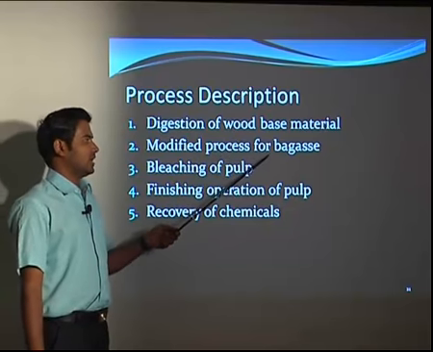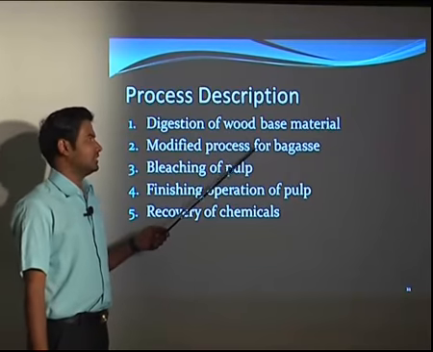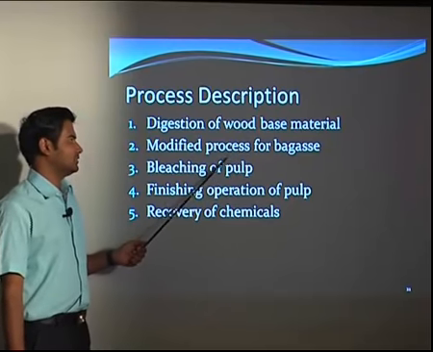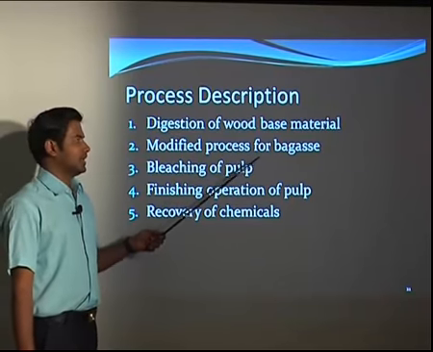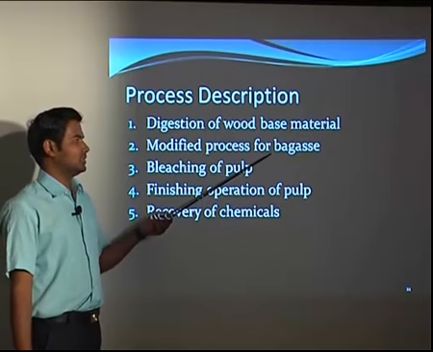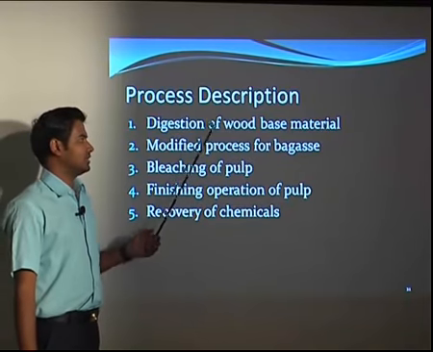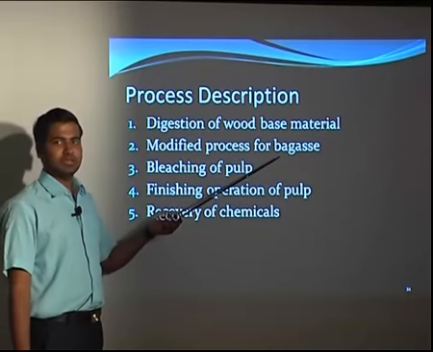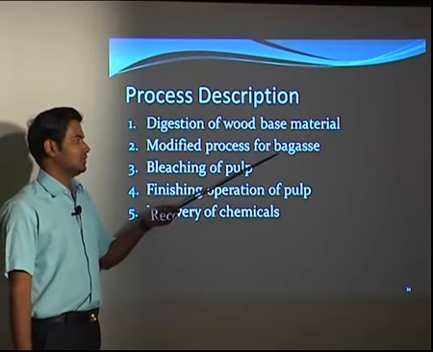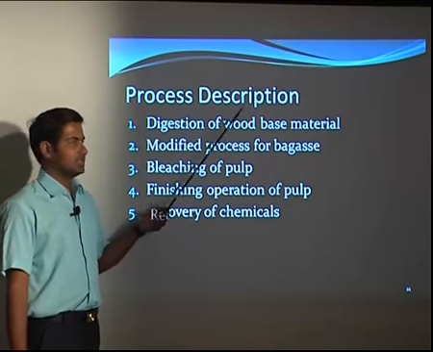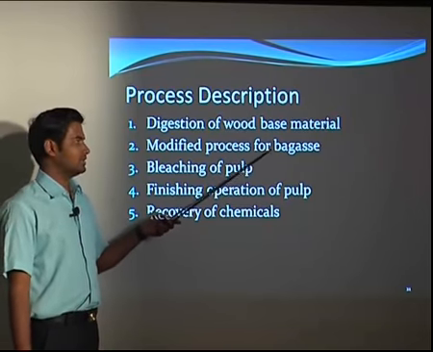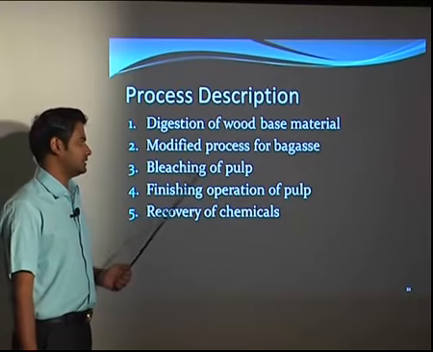Then the bagasse which comes from the sugar industry. There should be some modification we require to convert that bagasse into good quality pulp. As bagasse contains more materials which have to be separated, we have to modify the process for the separation. Also, bagasse is not easy to grind into fine particles, so we have to go for a chemical treatment to soften the bagasse, and then we can shred it into fine particles.